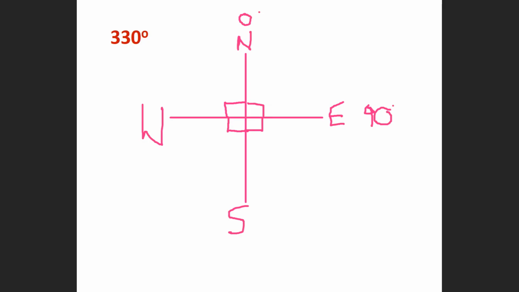Okay, so if this is 0 and this is going to be 90, if we add another 90, we're going to have 180 degrees here. And if we add another 90 to 180, we're going to have something else there at the west. So here is going to be 270. Please don't mind my drawings. I'm trying to label it correctly. It's going to be 270.